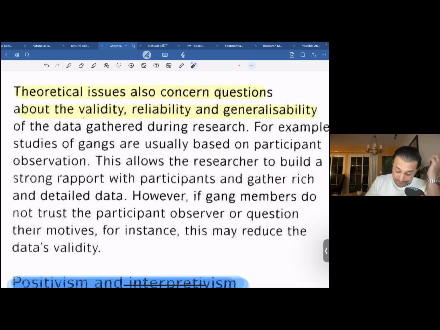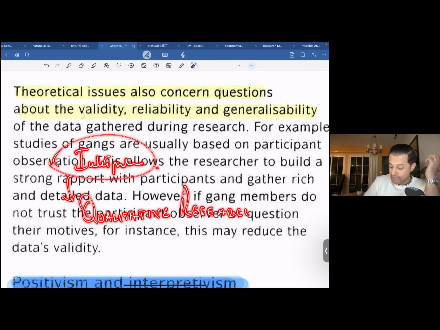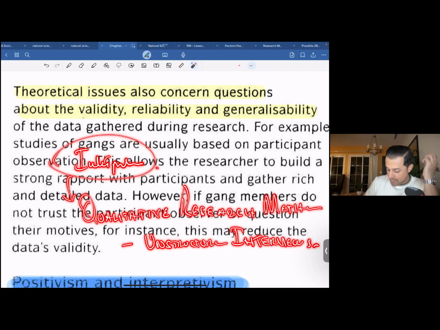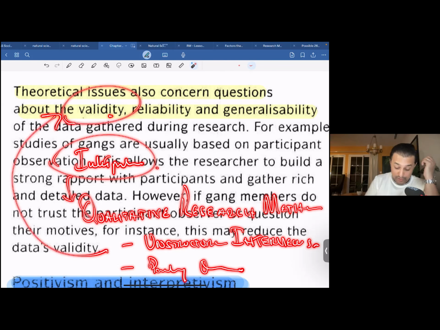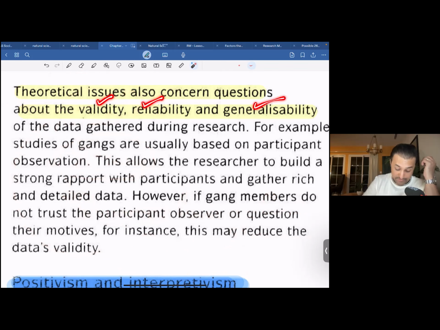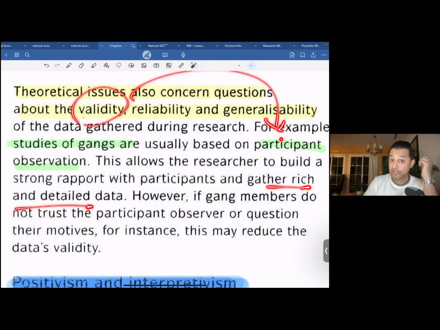On the other hand, interpretive sociologists are more inclined towards using qualitative research methods, such as unstructured interviews or participant observation, which are assumed to be higher in terms of validity, right? Theoretical issues also concern questions about validity, reliability, and generalizability of the data gathered during research. For example, studies of gangs are usually based on participant observation. This allows the researcher to build a strong rapport with the participants and gather rich, detailed data. So, participant observation would help you gather rich, detailed data.